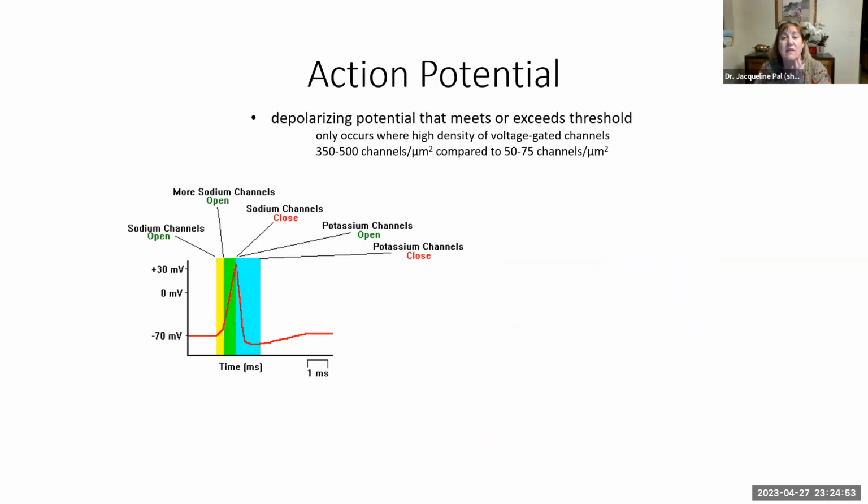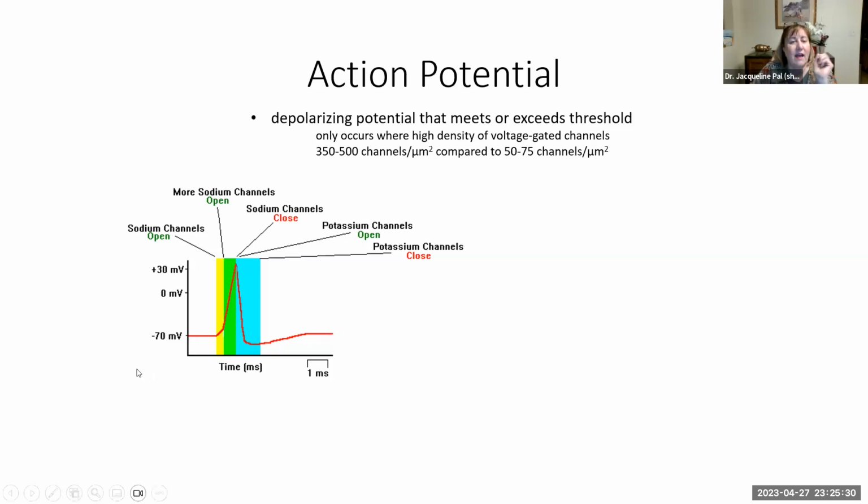So if we meet or exceed the threshold, if we get up to minus 55 or even more positive than that, then we have an action potential. Where this is going to happen is where we're going to have a lot of voltage gated channels. If you only have the random voltage gated channels, the chances of this happening are going to be a lot less. And so we have these areas where we have 10 times the concentration of the channels per micrometer.